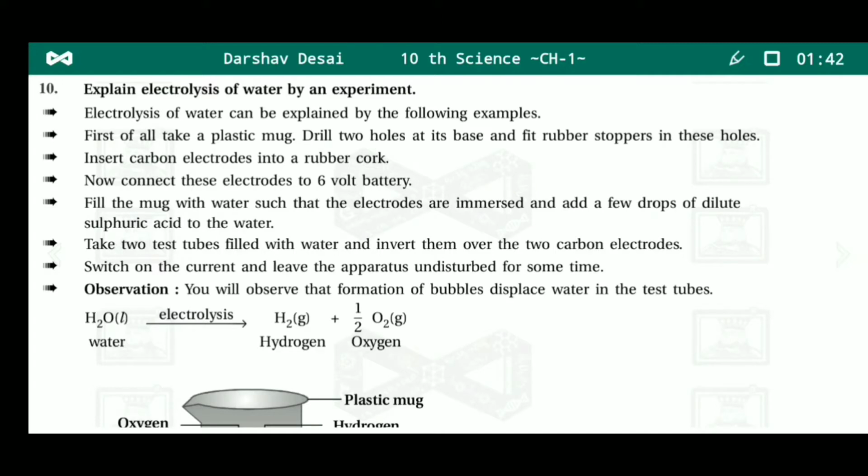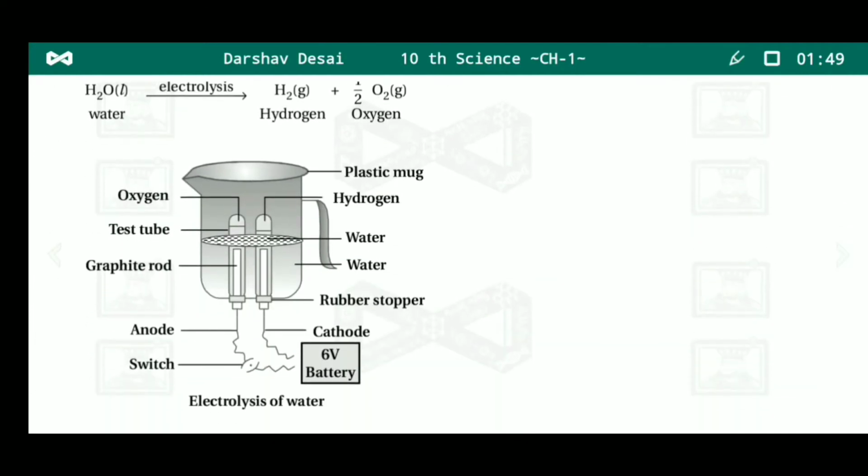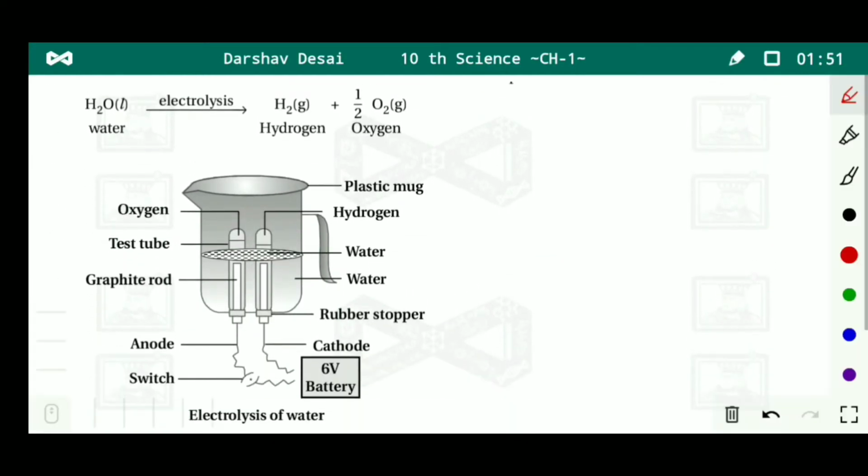Now insert carbon electrodes into the rubber cork. This is a carbon electrode, and it contains graphite, so it is also called a graphite rod. It is fitted by the rubber stopper.